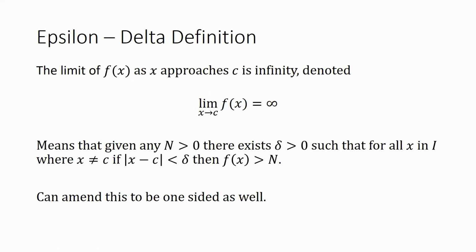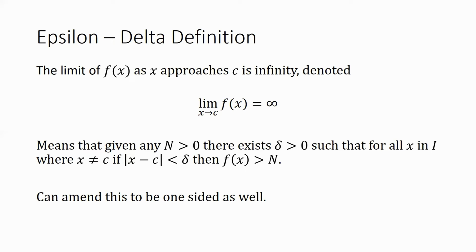How you should read this is basically, once you get close enough to c, our output values become really, really big. So if our input values are really, really close to c, then our output values become as big as I ever want them.